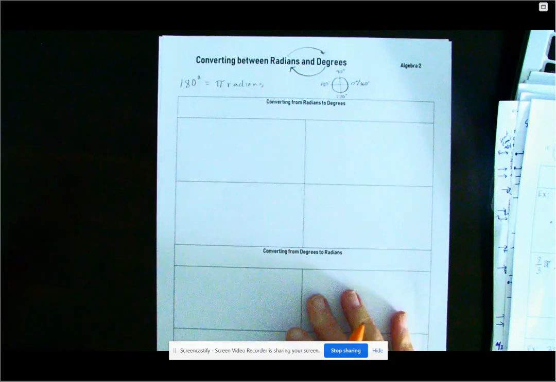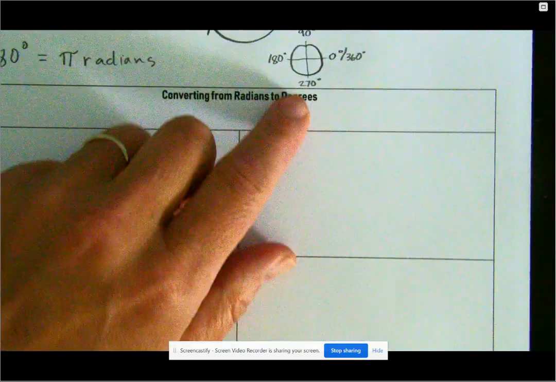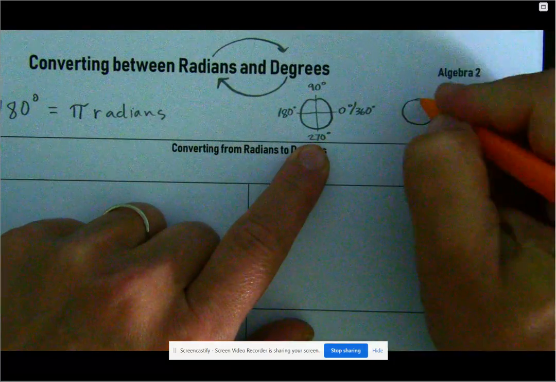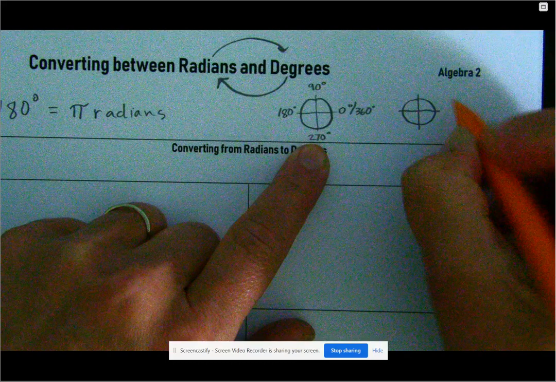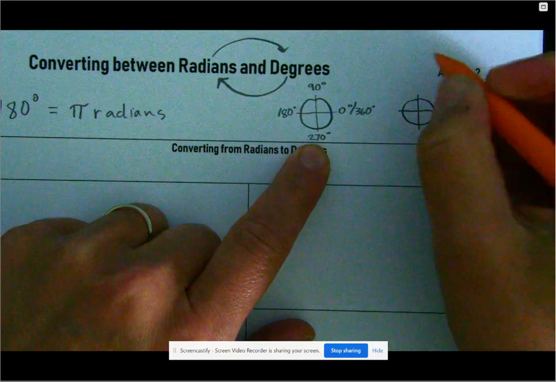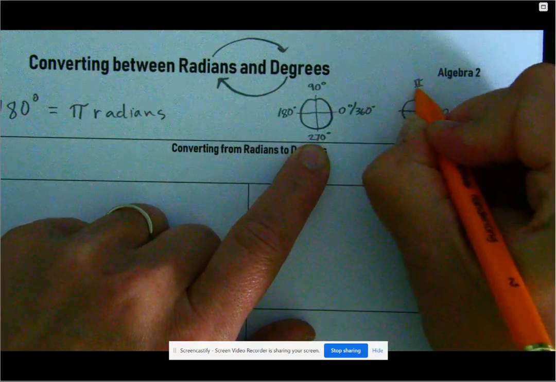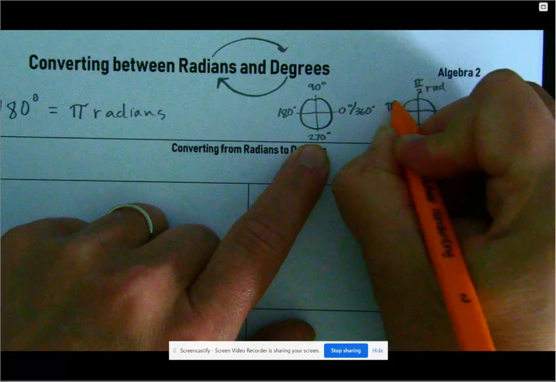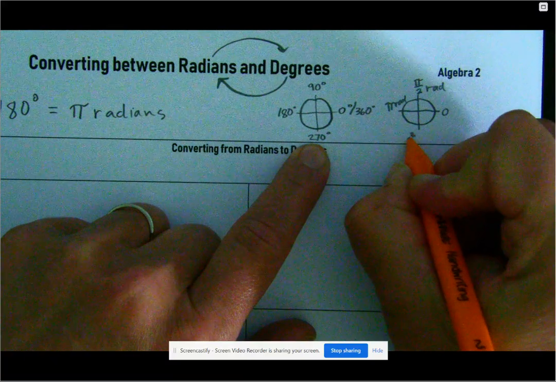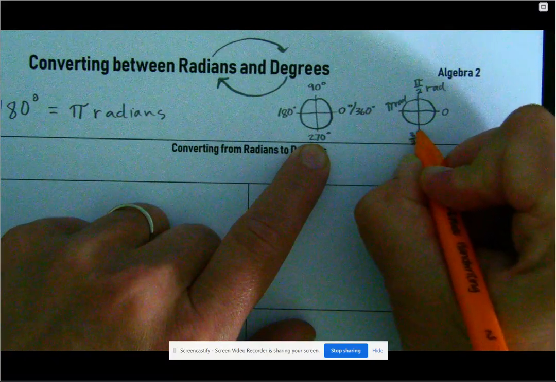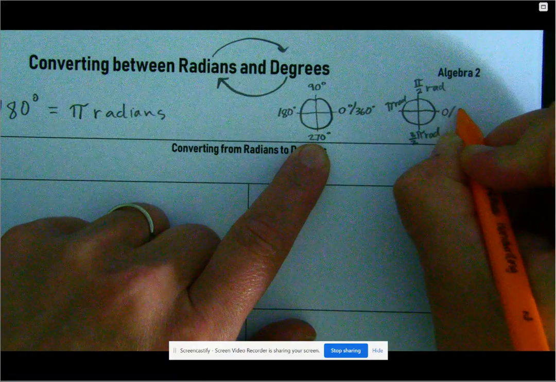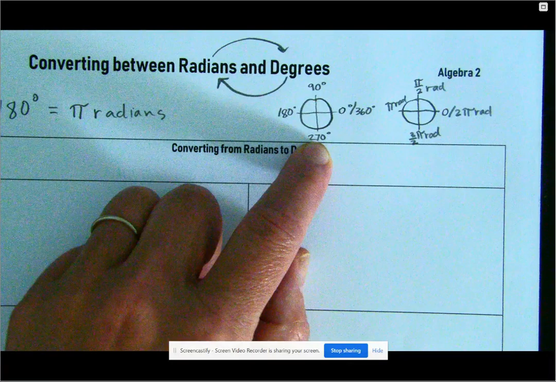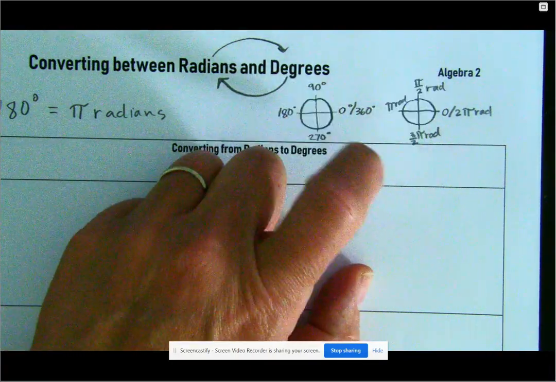And if you think of radians, we can call this 0 radians, pi halves radians, pi radians, 3 halves pi radians, and 2 pi radians. So those are just some nice ones to keep in your head.